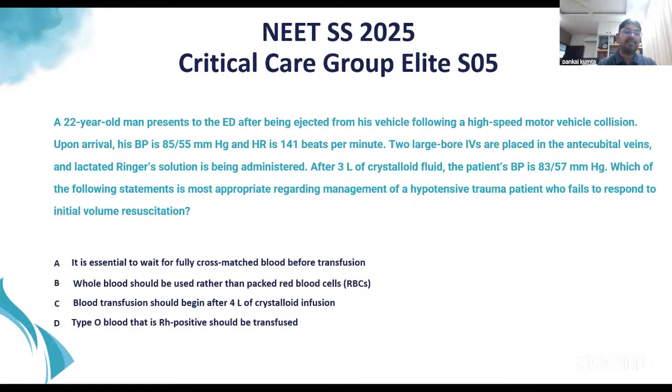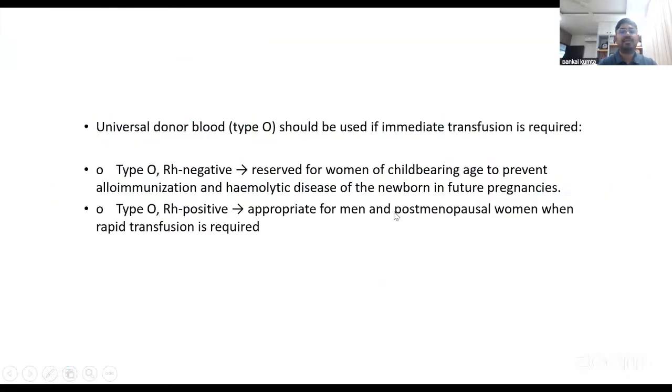Blood transfusion only after 4 liters of crystalloids? Absolutely not. You have already crossed the 1 to 1.5 liter threshold, and here you are already at 3 liters and the patient is still not improving. So you have to consider blood now, and there is no point in waiting. Then the fourth option becomes much clearer: type O blood, Rh positive, should be transfused. Although the risks are at times higher, in a young male you may consider type O Rh positive to be transfused. As per the guidelines, universal type O should be given immediately when required.